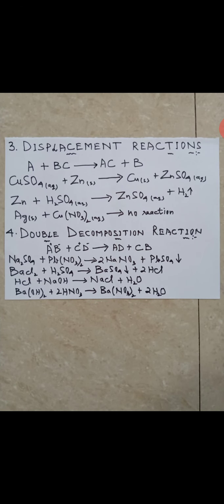The ions are interchanged. So this is also called a double displacement reaction. It is also called double decomposition or double displacement reaction. Example, you can see here, Na2SO4 plus Pb(NO3)2. What does it form? Na goes with nitrate, so NaNO3, and lead goes with sulfate to form PbSO4. Now PbSO4 with a downward arrow. What does this downward arrow mean?